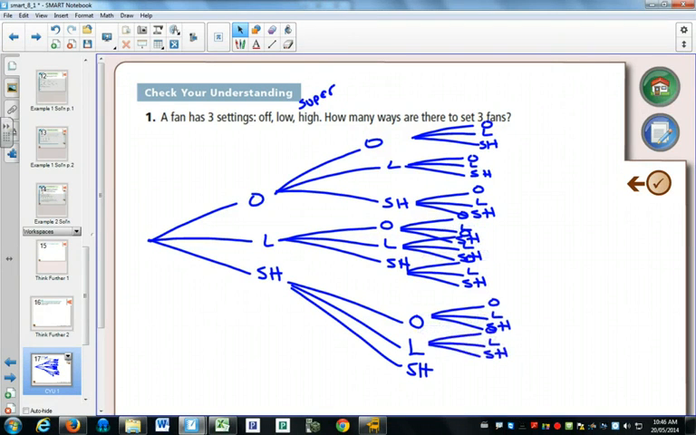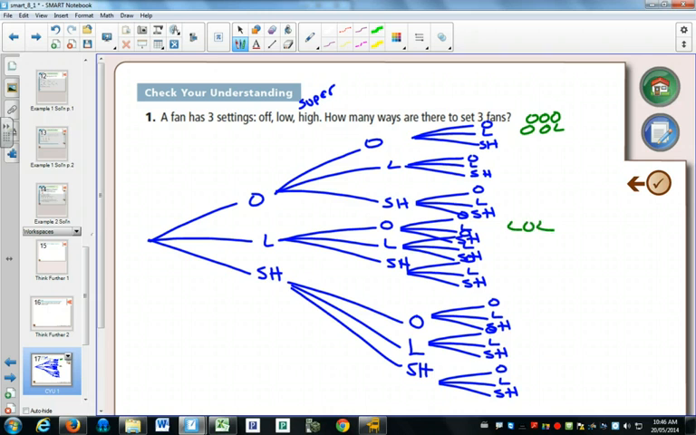And if you just do this in your notes, it makes it quicker. How many are there in total? Well, each of these branches represents a certain case. For example, this first one represents all 3 off, right? And then there's O, right? And of course, there's some funny ones like this one.